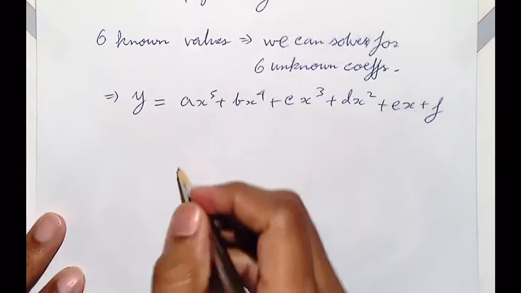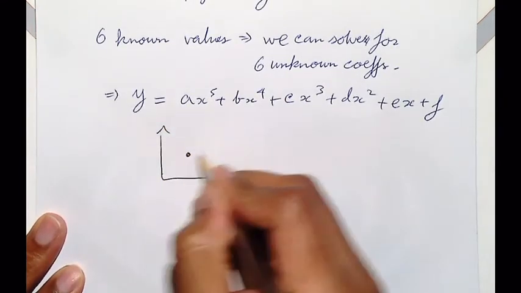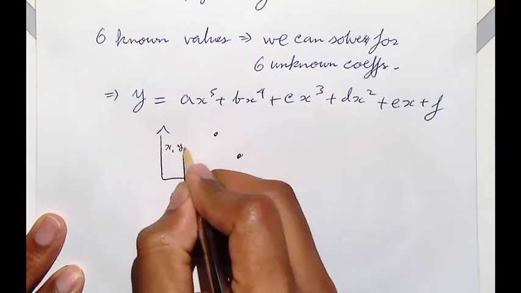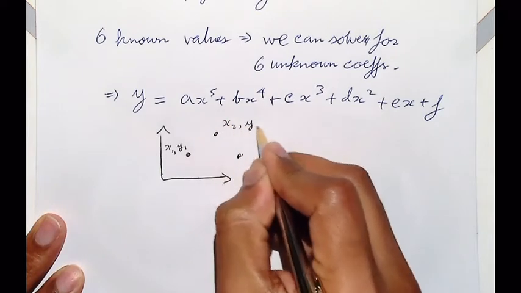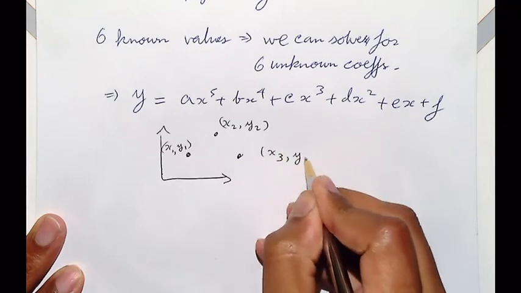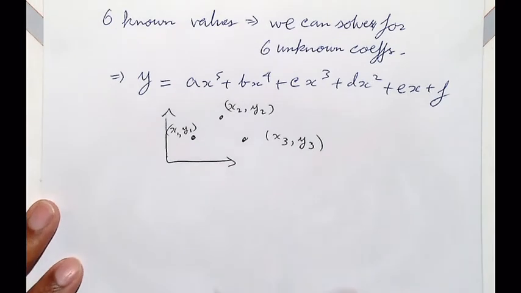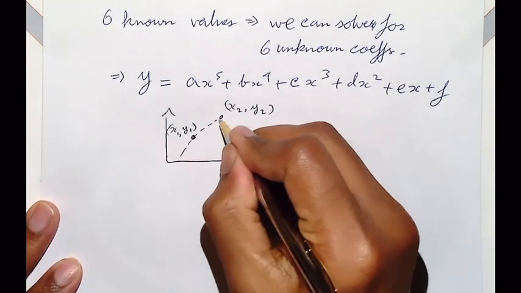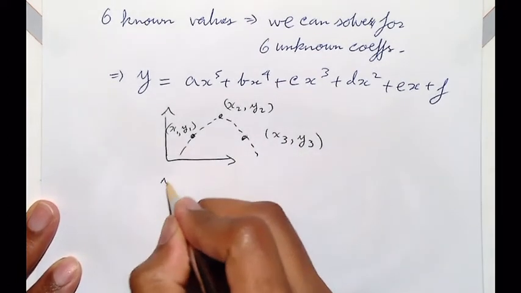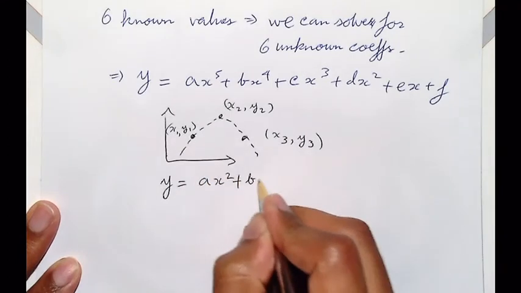So let's take a simpler example. If we are given 3 data points, what can I fit to this now? So what's the function I can fit to this? Second degree polynomial, quadratic curve, right? So for that, I would write my curve will look like ax squared plus bx plus c.